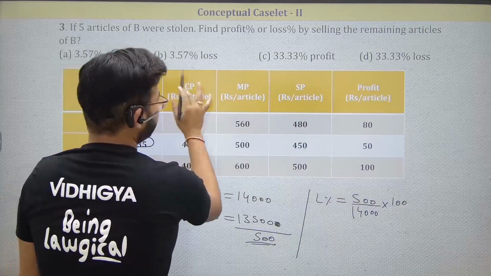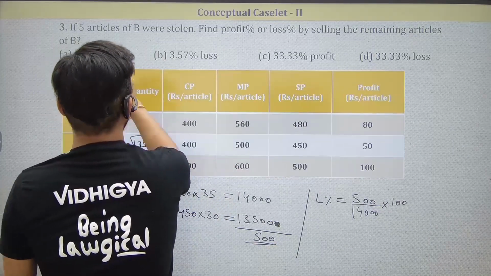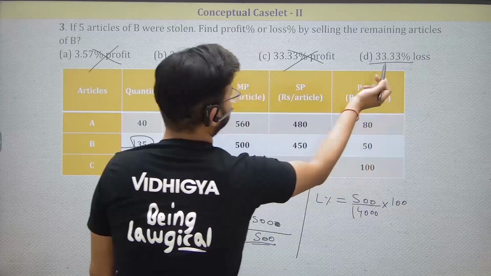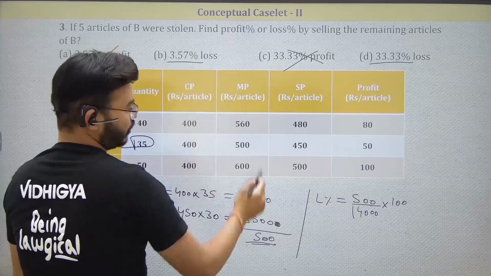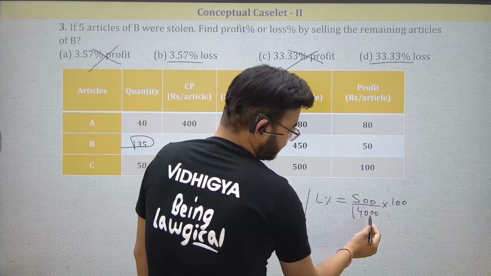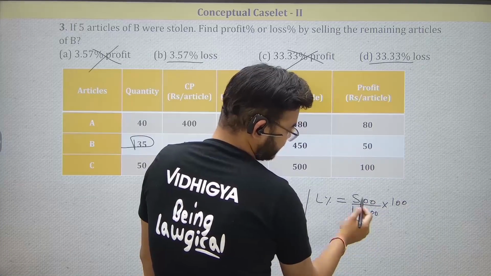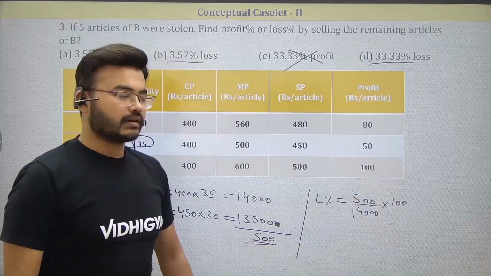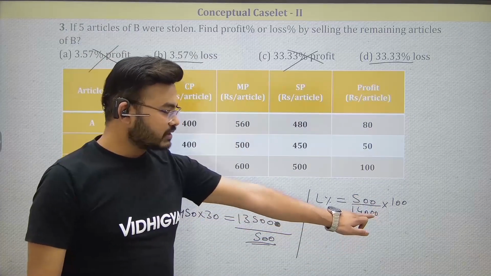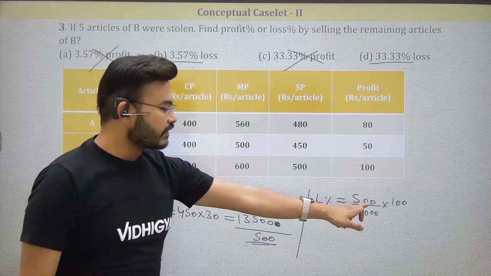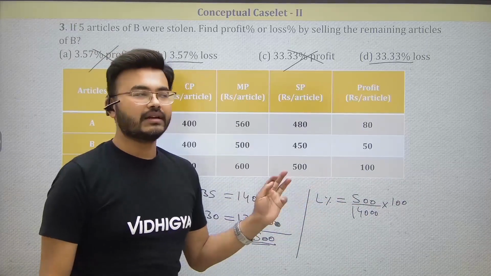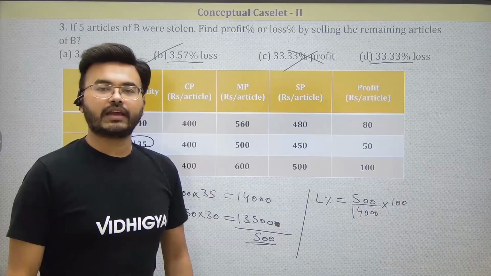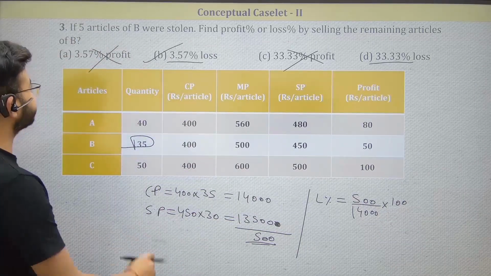We can see that we'll have a loss, so we'll cancel the options of profit. That will never happen. Now we are left with two options, either 33.33 or 3.57. Just by looking at it, we can say that the answer must be less than 10%, because 10% of 14,000 is 1400 and the loss is 500. So our answer must be less than 10%. Hence the answer will be B. And we don't need to calculate it exactly.